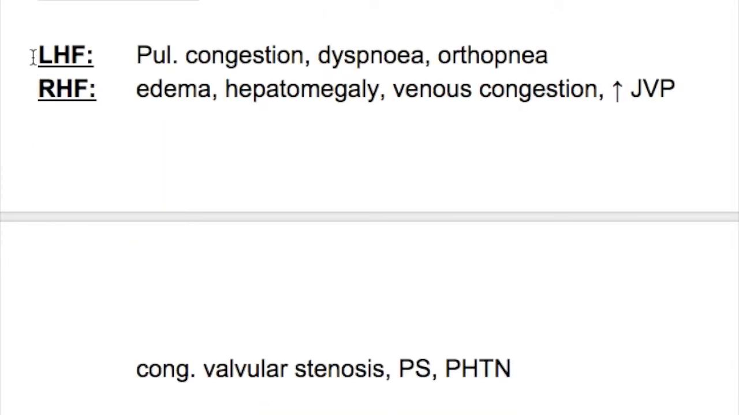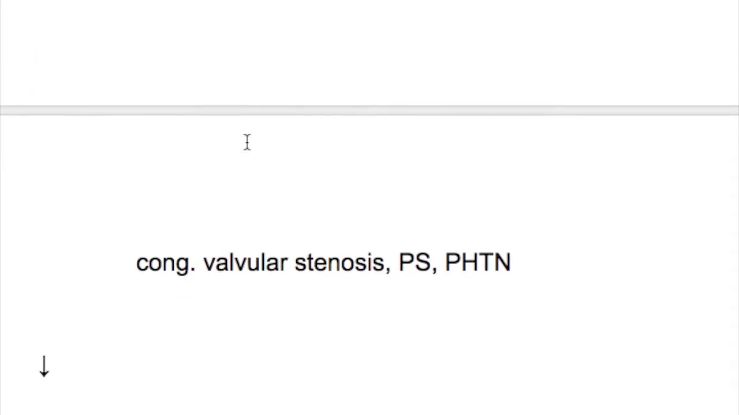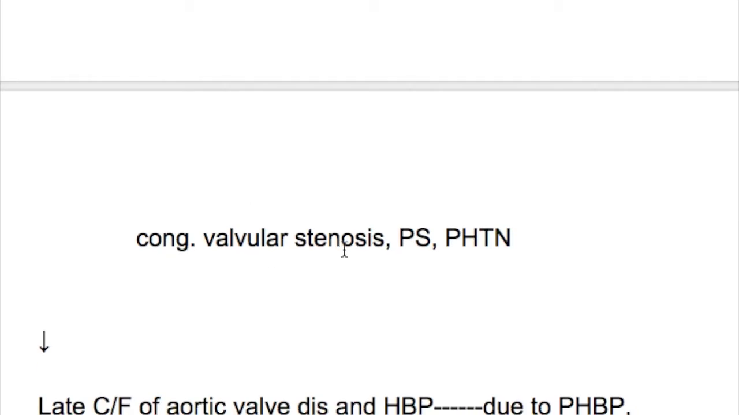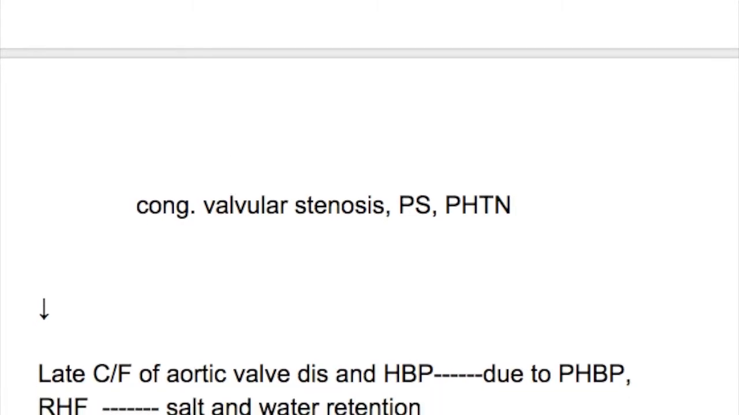What happens in left heart failure? The left ventricle gets blood from the left atrium, and that receives from pulmonary veins. So in case of left ventricular failure, there is pulmonary congestion, dyspnea and orthopnea. And what happens in right heart failure? The right ventricle receives blood from the right atrium and the systemic venous side. So there is hepatomegaly, venous congestion, increase in CVP and edema. So what are the causes of right heart failure? Congenital valvular stenosis, pulmonary stenosis and pulmonary hypertension.